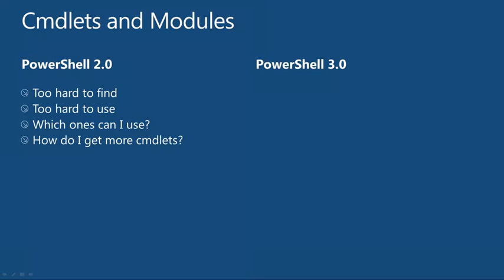Biggest complaints I get, and the ones that still drive me nuts, too: hard to find my commandlets. I'll be honest, some of that never goes away in a command line environment. You either know the command line or you don't. Hopefully you know how to use the tools. Too hard to use. Which ones can I use? How do I get more commandlets? When I start thinking about using things in a scripted environment, how come when I open up my PowerShell window, it works fine? I put the same code in my script and it bombs. Right? We have all these issues. None of which are insurmountable, but they're just issues.